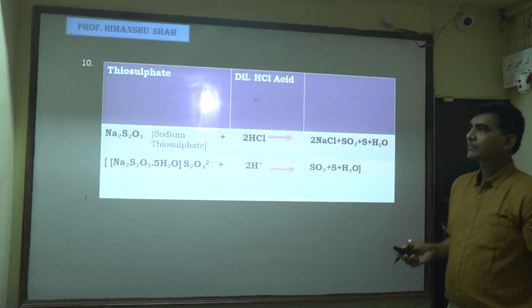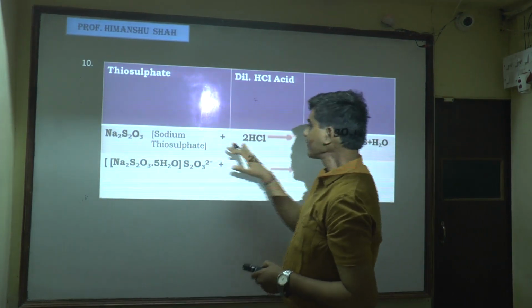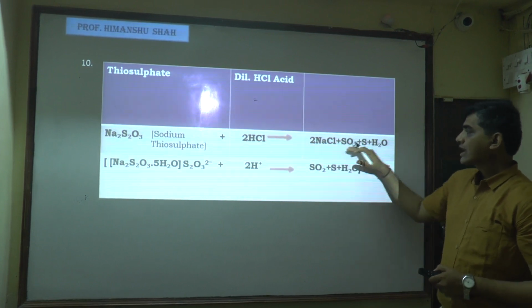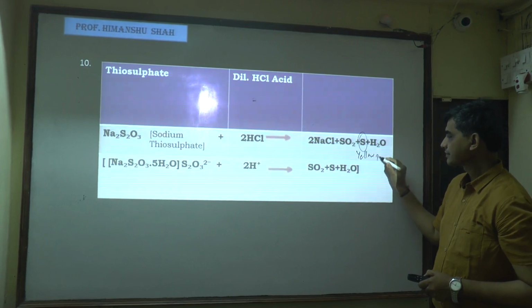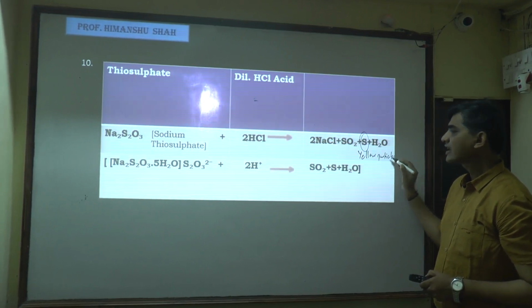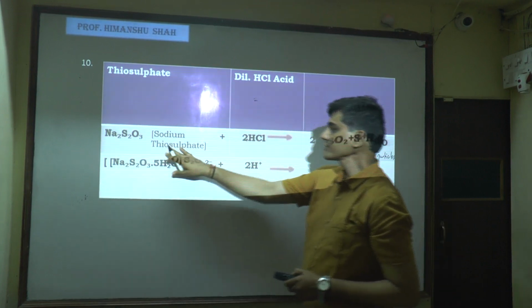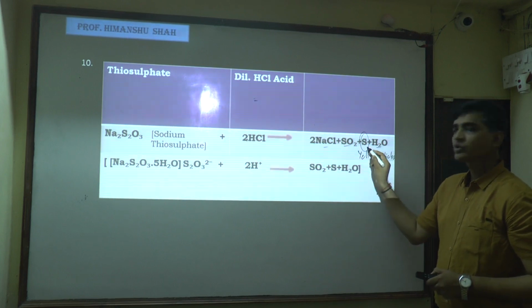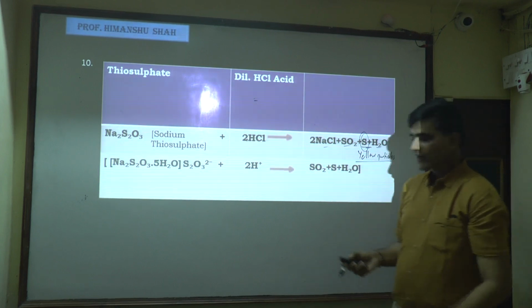Because once you learn the reaction for HCl, it is very easy for you to remember the reaction for HNO3 and H2SO4. Sodium thiosulfate, when treated with hydrochloric acid, gives salt, water, SO2, and sulfur, which is yellow particles. The reaction is more or less similar to sodium sulfide. Thio means sulfur. The yellow particles of sulfur you will find at the bottom.